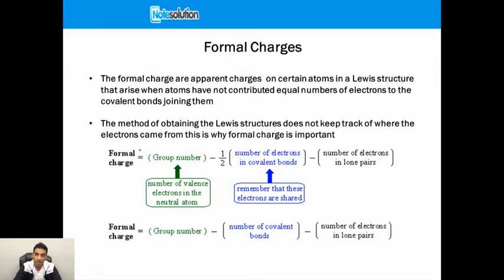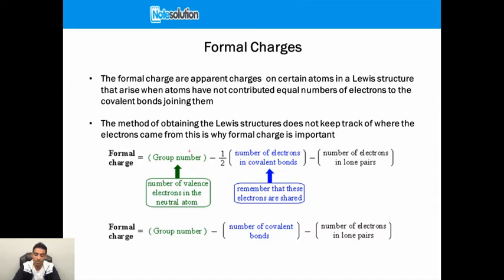So in calculating the formal charge, there is a specific equation for it. The equation goes by the group number of the element you're studying, or the atom you're studying. So the group number signifies the number of valence electrons in the neutral atom. So let's say for carbon, that would be 4, because carbon has 4 valence electrons and it's a neutral atom.